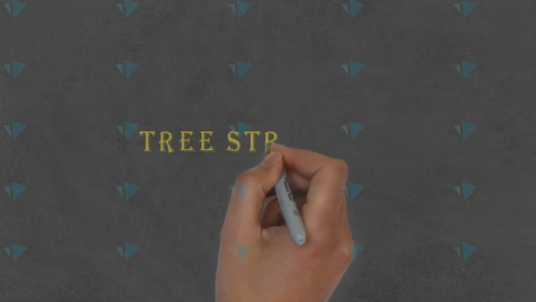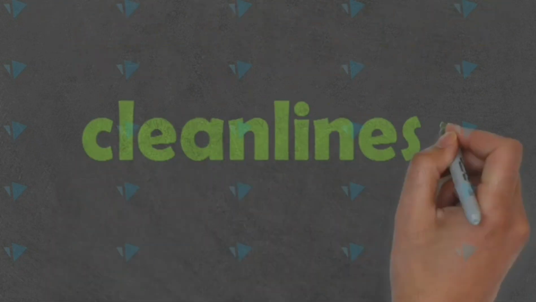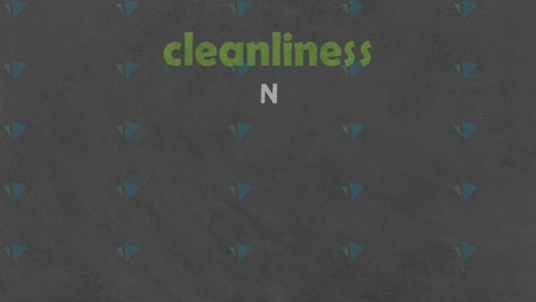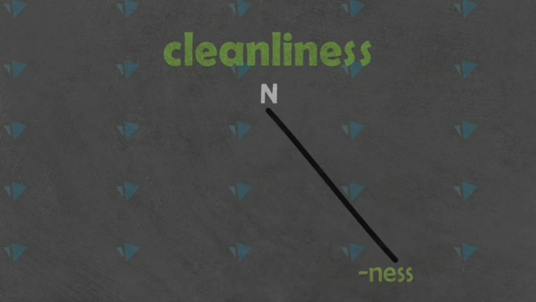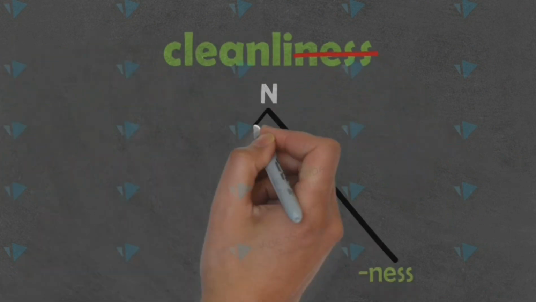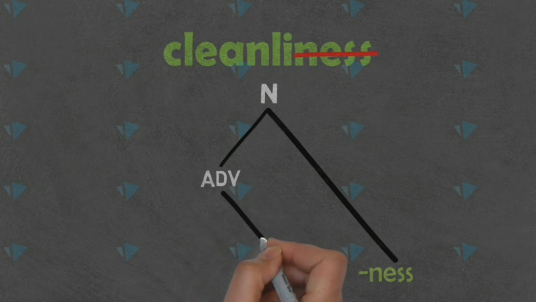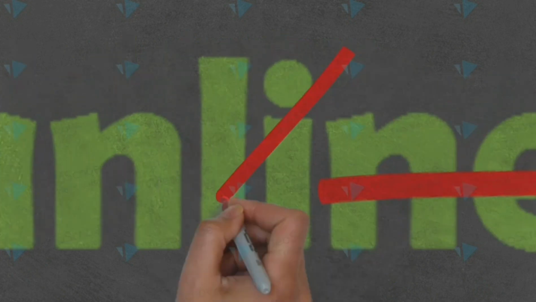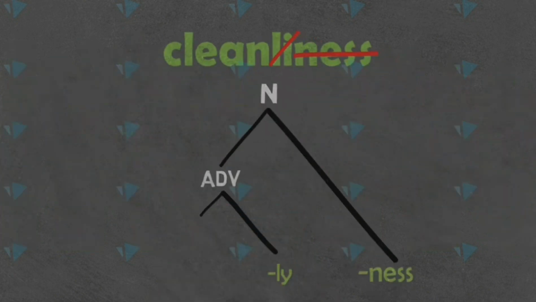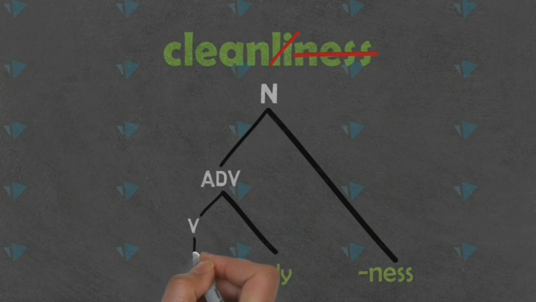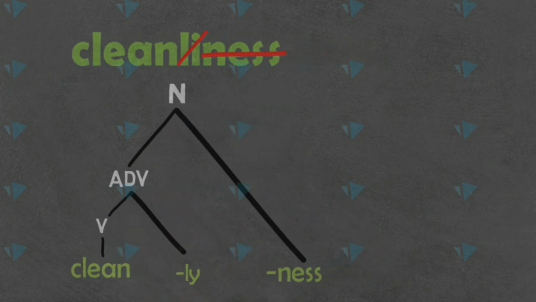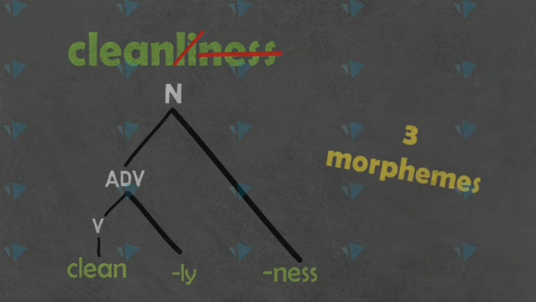Finally, we go on to tree structures. To know how many morphemes the word has, I'll do the top-down way. Let's start with the word cleanliness. First, put the label N under this word because this word is in the noun category. Now, remove the suffix ness. And it left cleanly, which is an adverb. Then, remove the suffix ly. Now, it left the actual word that is clean as a verb. Therefore, it has 3 morphemes.